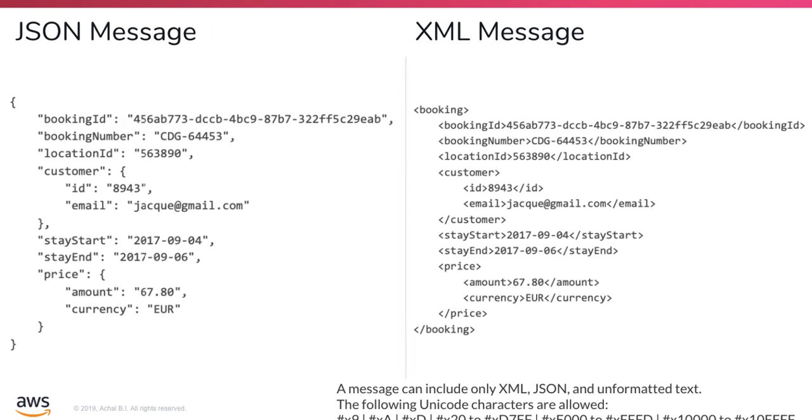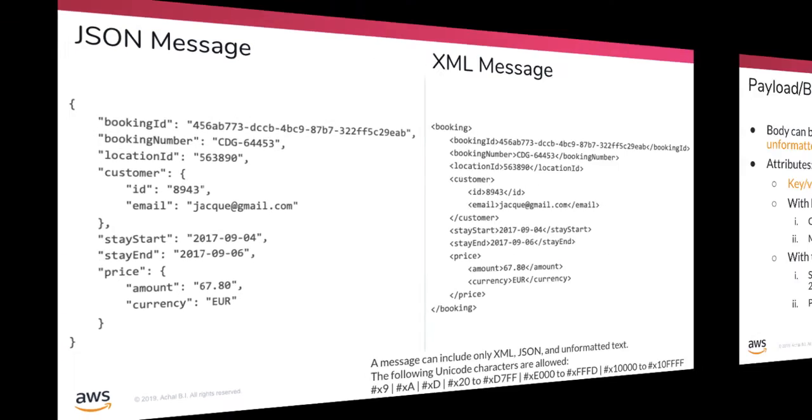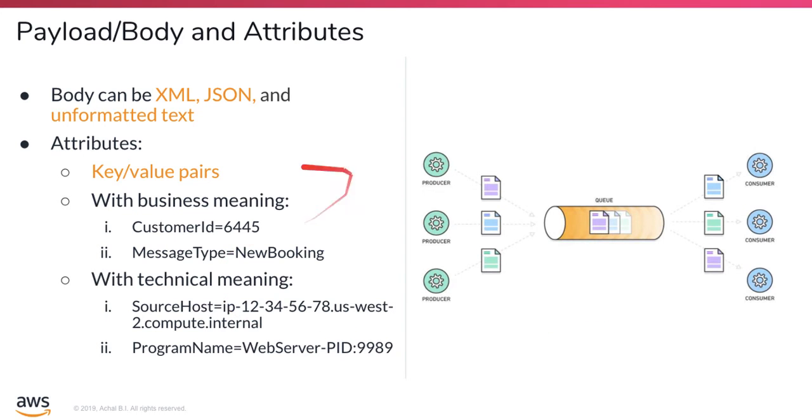Whenever you're pushing a message to the SQS queue, it can be in JSON format, or in XML format, or any unformatted text, and it also supports some Unicode characters which I have mentioned here. Other than these characters and formats, other characters are not permitted in SQS. So the body contains these messages, which is in XML or JSON or unformatted text, and also Unicode characters, which I had mentioned in the previous slide.